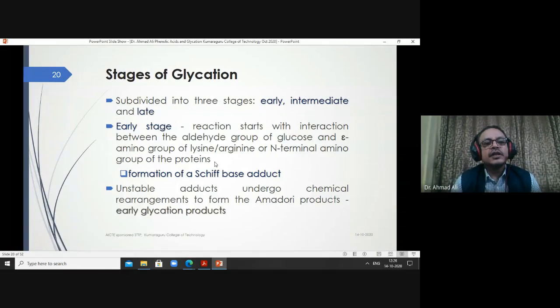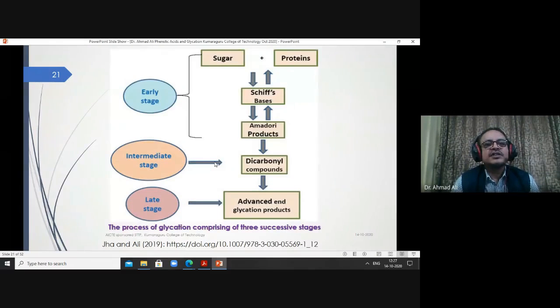So, in the early stage, the interaction of the sugar and the amino group of the protein leads to the formation of a Schiff base. These Schiff bases undergo several chemical rearrangements to form the Amadori products, which are also called early glycation products. So this diagram shows that in the early stages, sugar and proteins react, Schiff bases are formed, they undergo further modification and lead to the generation of Amadori products.